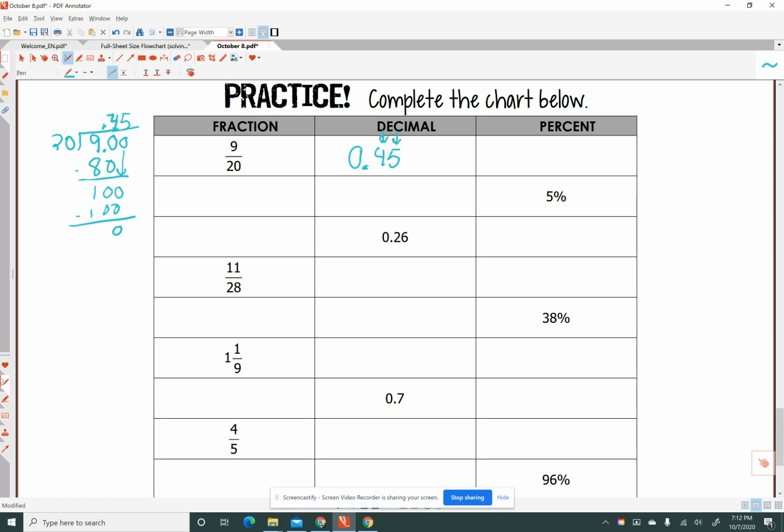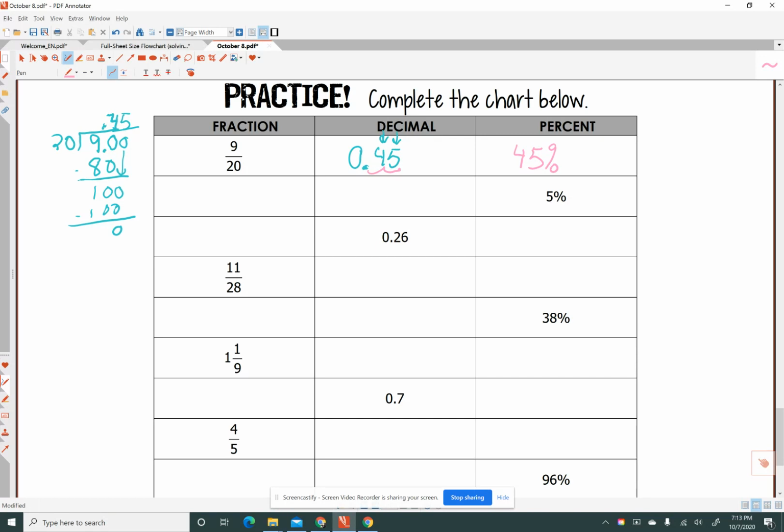So as a percentage, we have that little trick where we just move the decimal point 2 places to the right, but what we're really doing is we're multiplying by 100, and that would give us 45%.